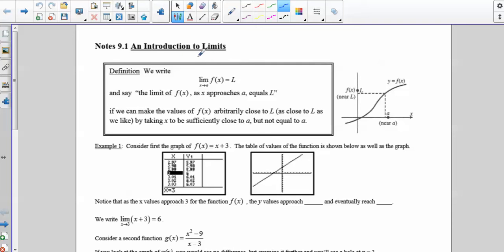Okay, pre-calc students, this is Unit 9, Day 1, an Introduction to Limits. Our definition of limit is written here. The limit of f of x as x approaches a equals L. And you can see this graphically on the right.